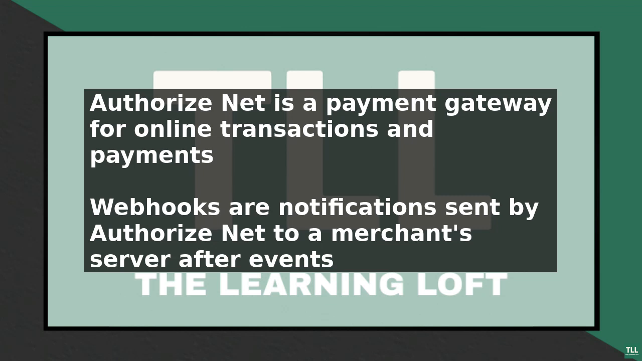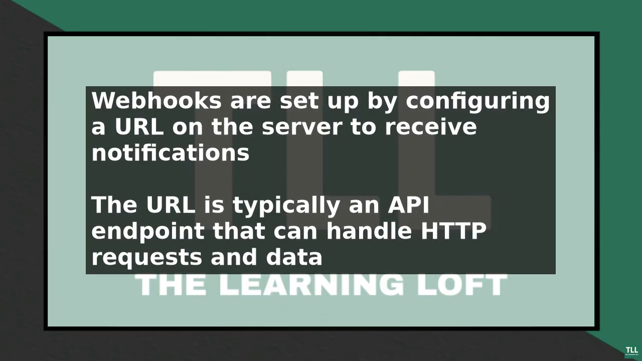To set up webhooks, you need to configure a URL on your server to receive these notifications. This URL is typically an API endpoint that can handle HTTP requests. Once set up, Authorize Net will send an HTTP POST request to the specified URL whenever an event occurs, providing relevant data about the event in the request body.